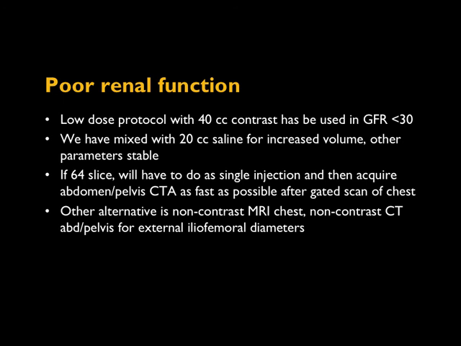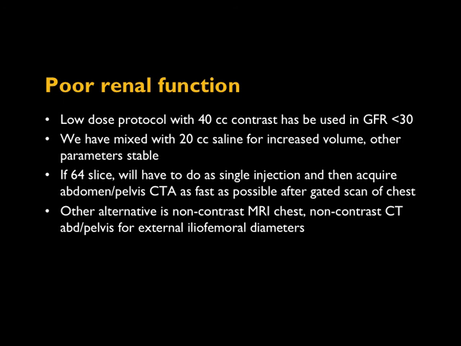But if patients have really low GFR, less than 30, then you can do low dose protocols. There's a lot of this in the literature out there. Our own personal experience, we've taken 40 cc's of contrast, mixed it with 20 cc's of saline, and then performed the cardiac CT angio. That works pretty well. Chasing that with the CTA of the chest, abdomen, pelvis, that's a little more problematic. But usually you get enough information that you can tell which would be a good access route. It's not going to be perfect, but it's usually good enough.